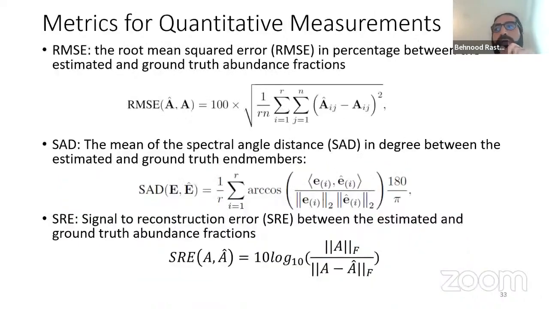Let's move on to the metrics that we usually use in unmixing for quantitative measurements. RMSE is the main one, applied to the abundances, and we usually report it in percentage. And SAD, which we already discussed, we usually use for the endmembers, and we usually report it in degrees. This is the mean SAD over the number of endmembers.